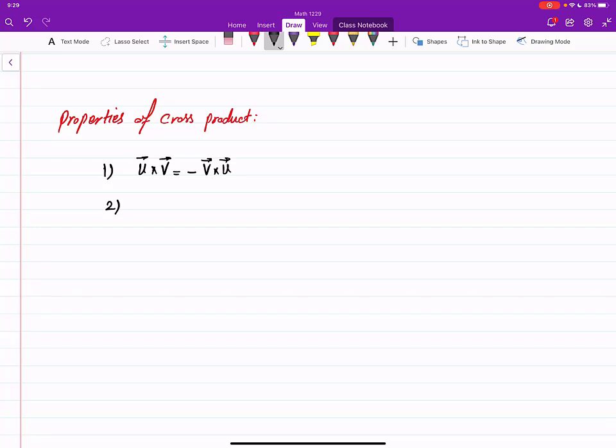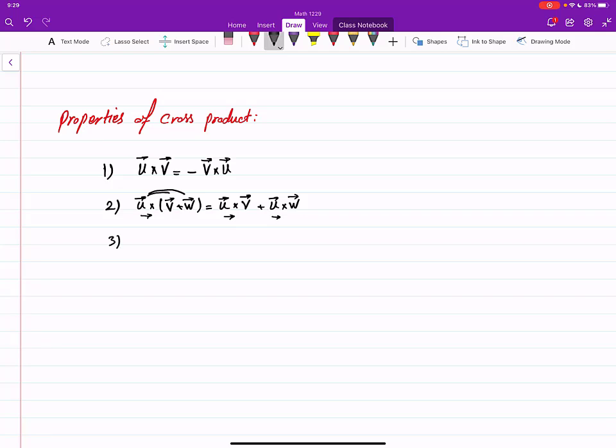The second thing is that cross product and sum of vectors work nicely together. It means that, well, you can expand cross product over the vector addition. The important thing here is that you have to keep the order. You see the u is multiplying from the left, and here you still keep that order.